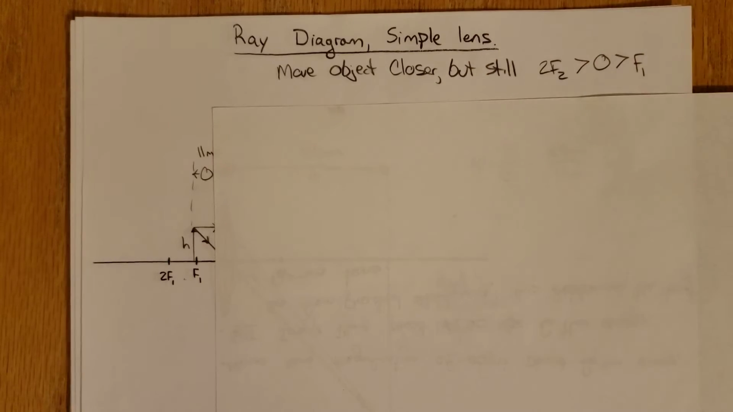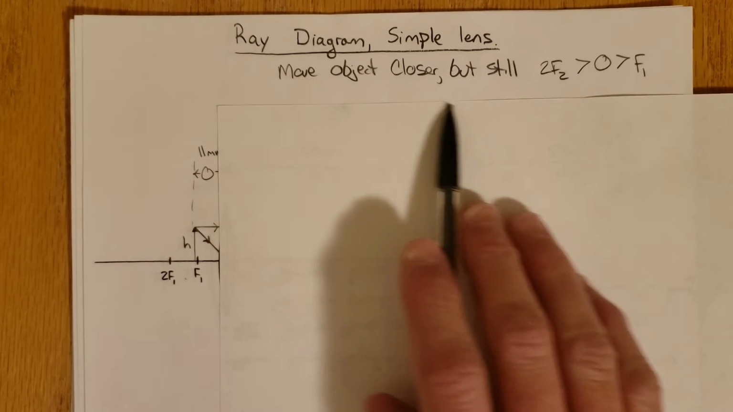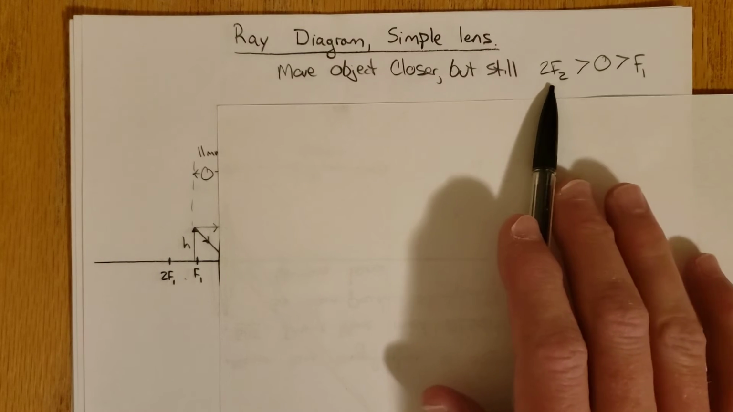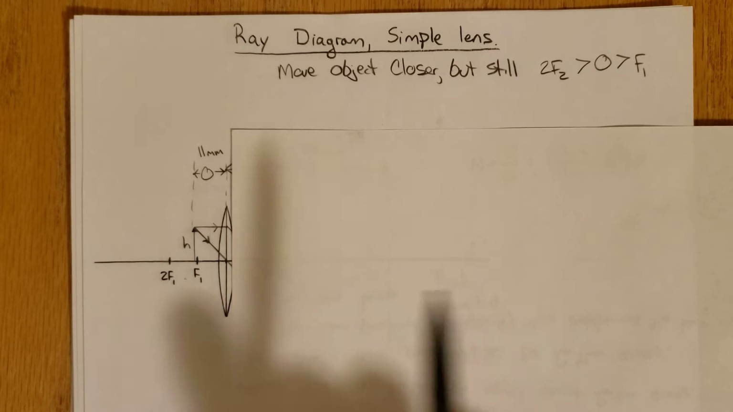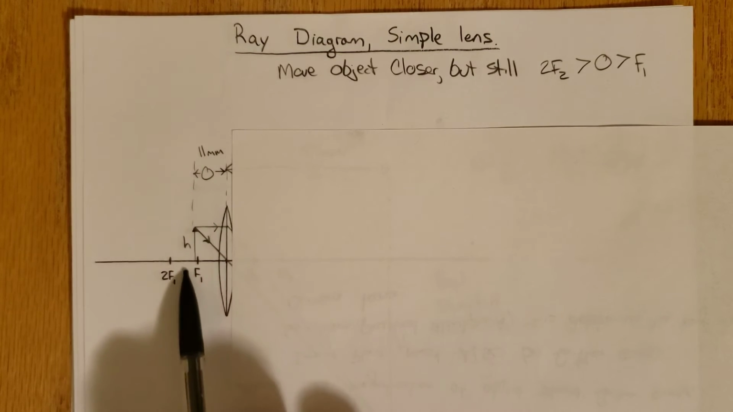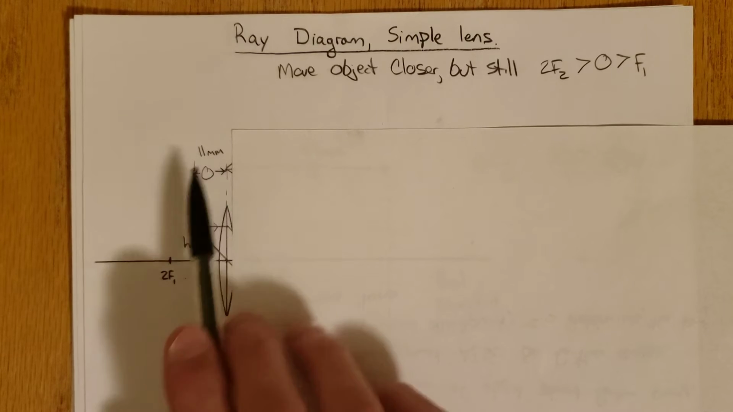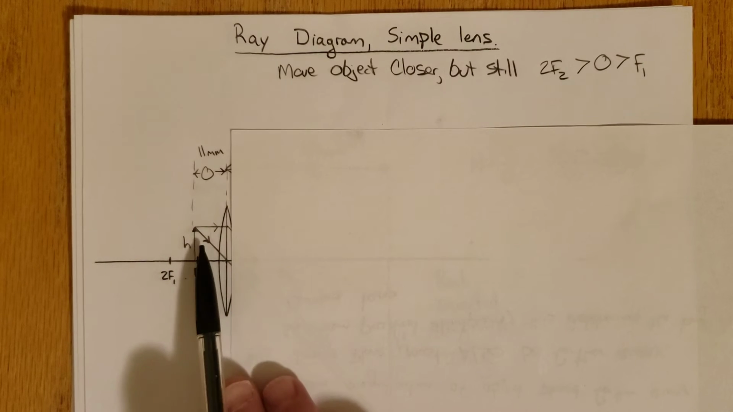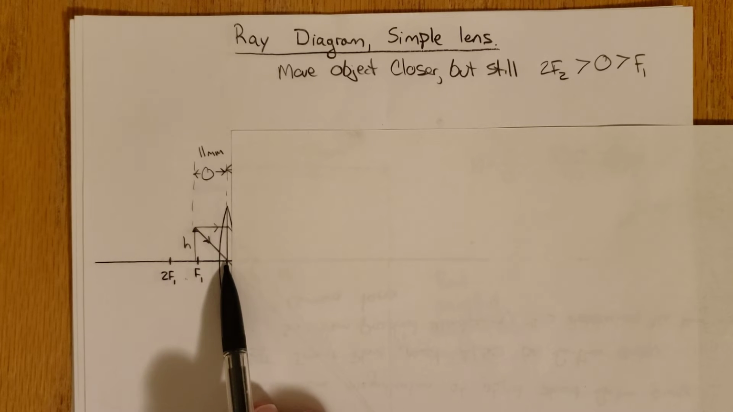The first iteration of that would be to move the object closer, but still larger than the focal length and less than 2 times the focal length. You may remember that our original object distance was 13 millimeters, and now I've moved it a little closer to the lens, to 11 millimeters. Now we begin to draw our two rays, the parallel ray and the ray that comes down through the center here.